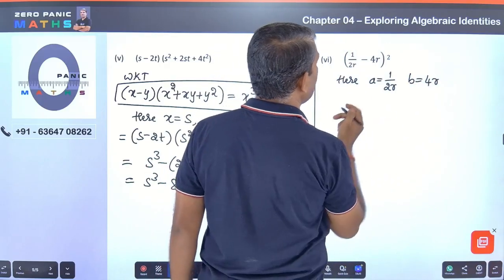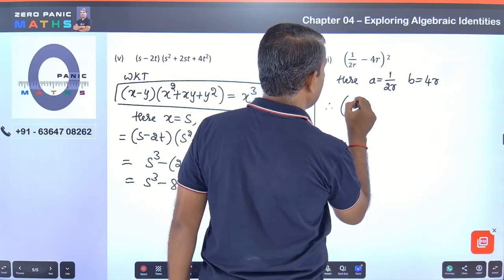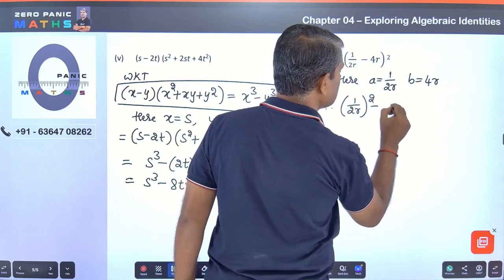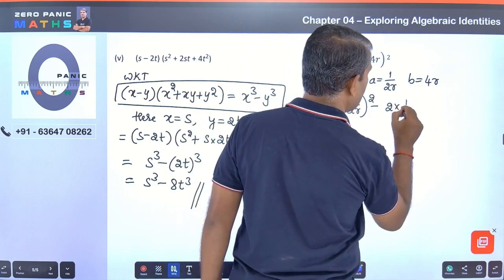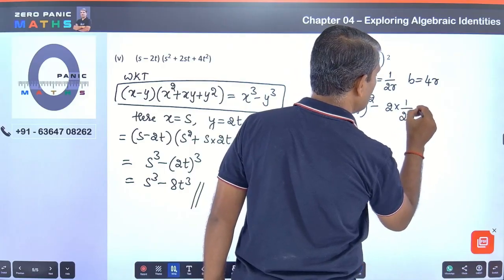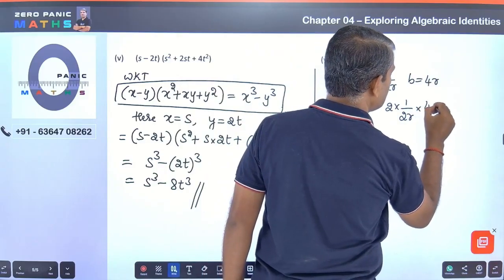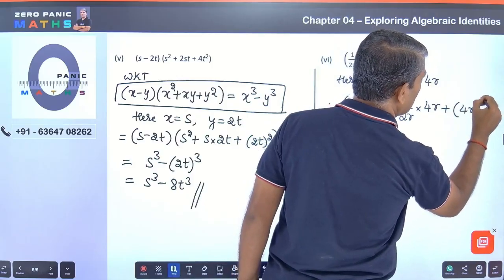A minus b whole square, that is a square. So therefore it is a square, 1 by 2r whole square, minus 2ab. 2ab, a is 1 by 2r. Let me write that as 1 by 2r. And b, what is b? B is 4r, plus b square, that is 4r whole square.